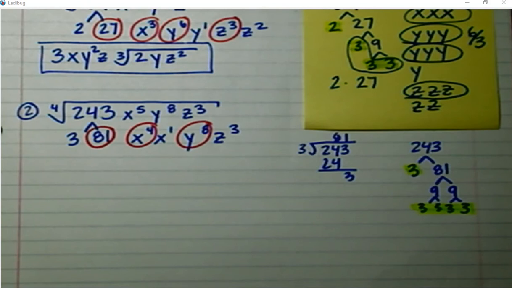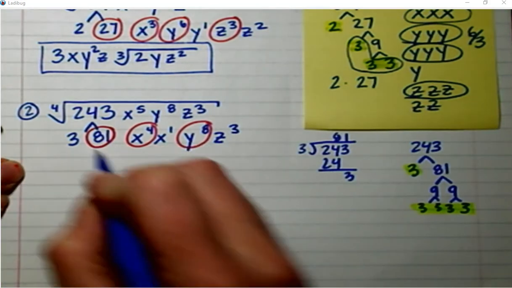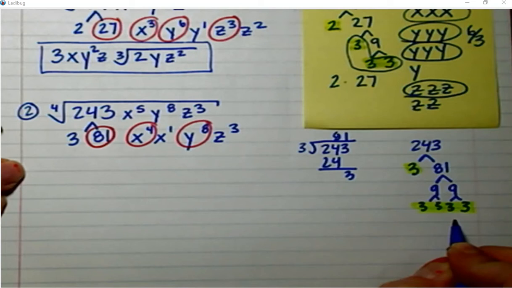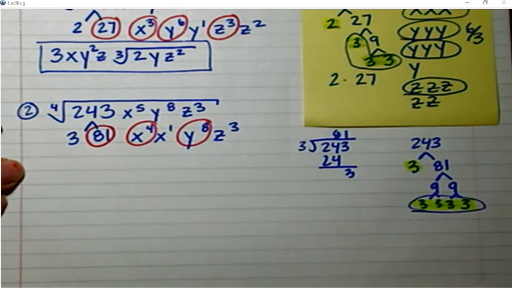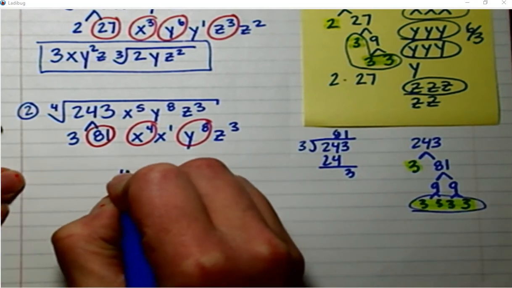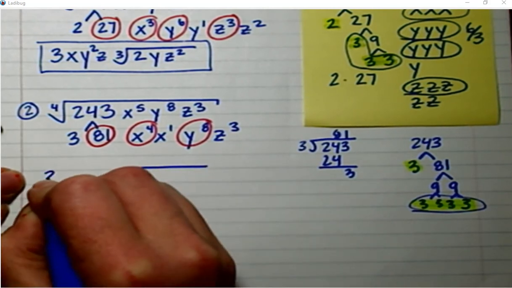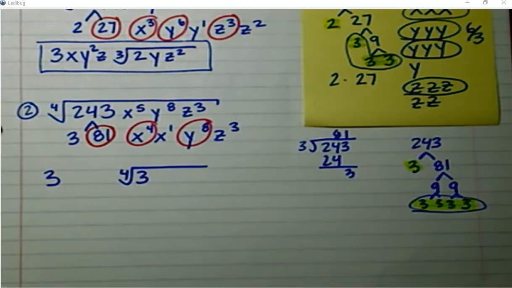If it's not circled, it stays, because we're only going to pull out the things that are actually perfect 4th roots. So over here I can see that the 4th root of 81 is 3 because I've got the factor tree to show me the 4 of a kind. All right, so I'm just going to write the 4th root and take the 3 out, and the 3 stays.